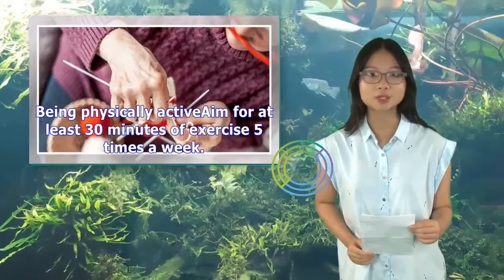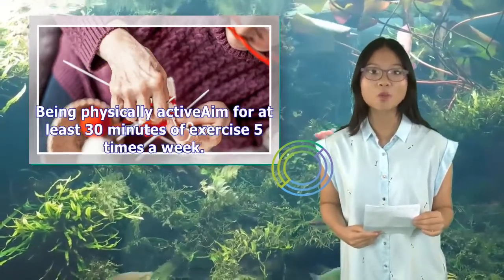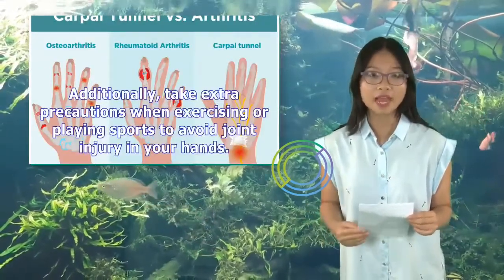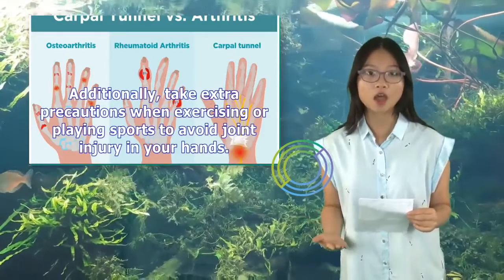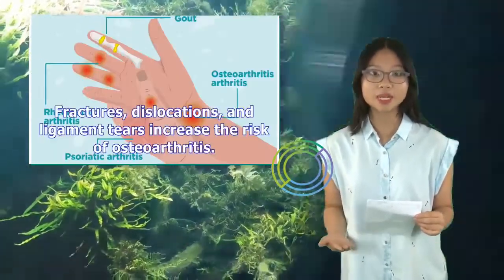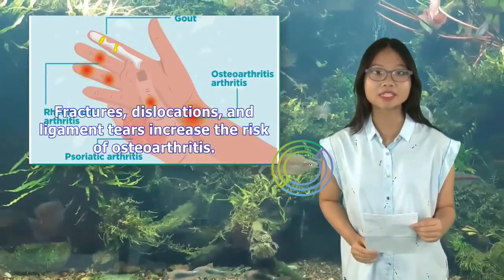Being physically active. Aim for at least 30 minutes of exercise 5 times a week. Additionally, take extra precautions when exercising or playing sports to avoid joint injury in your hands. Fractures, dislocations, and ligament tears increase the risk of osteoarthritis.